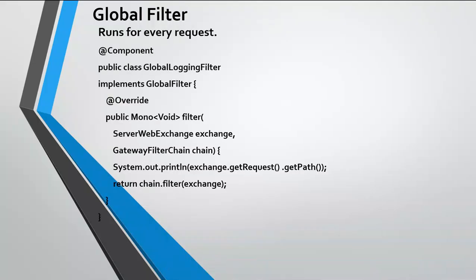Okay, a global filter runs for every request. Instead of mentioning one filter for every request, it will be applied globally. We can define that one like this. We have to implement the global filter, and the method will be overridden. The server web exchange is equal to exchange, gateway filter chaining, and it will return the exchange.